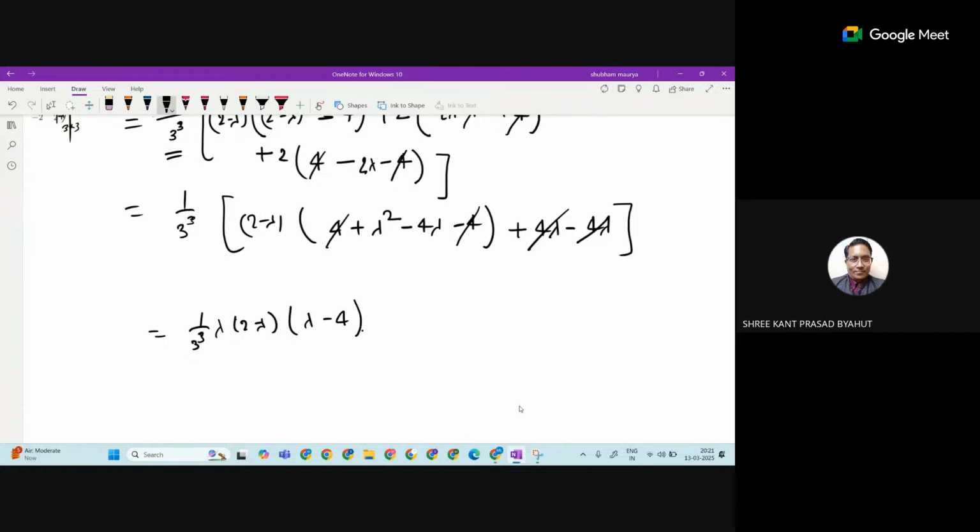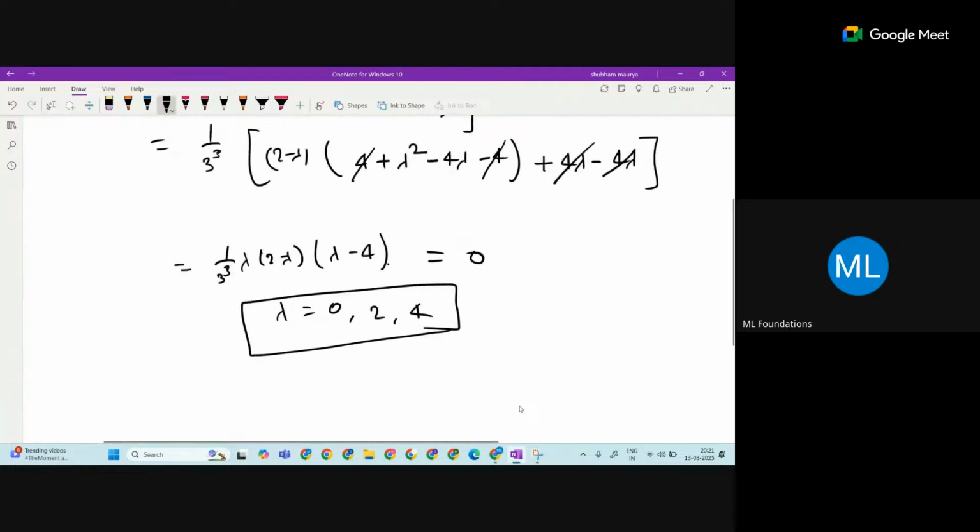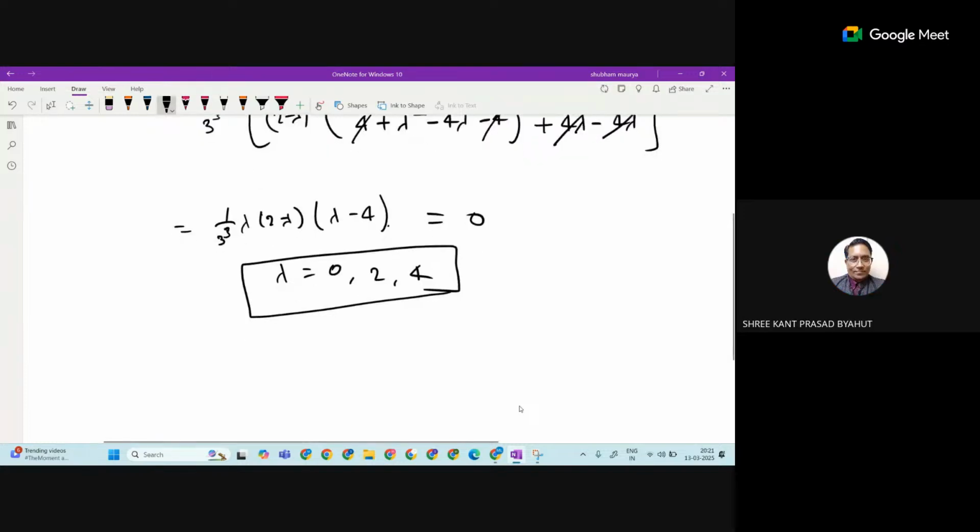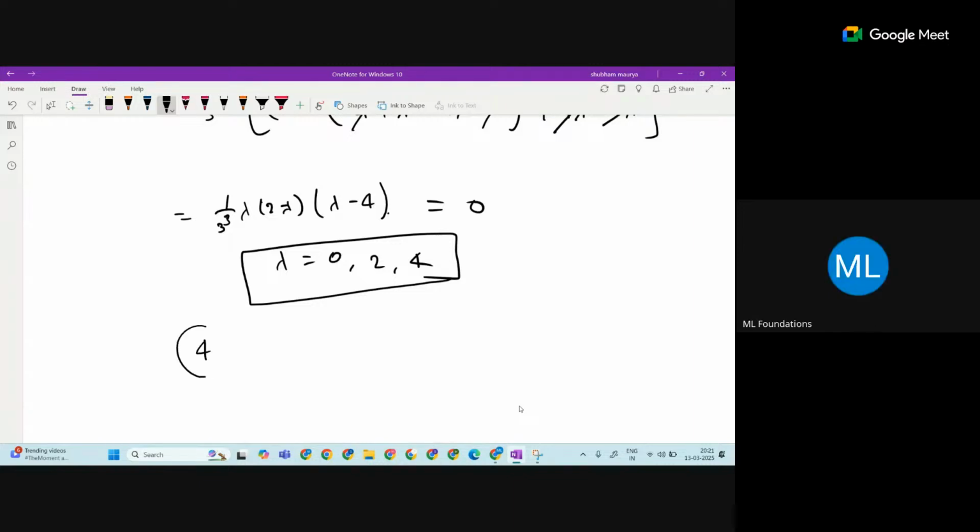So now we will equate it to 0, and lambda is equal to 0, 2 and 4. So these are the eigenvalues we'll get: 0, 2 and 4. Now 4 is going to be the maximum one. So this is lambda 1, lambda 2, lambda 3. So this is going to be the order: lambda 3, then lambda 2, and then lambda 1.